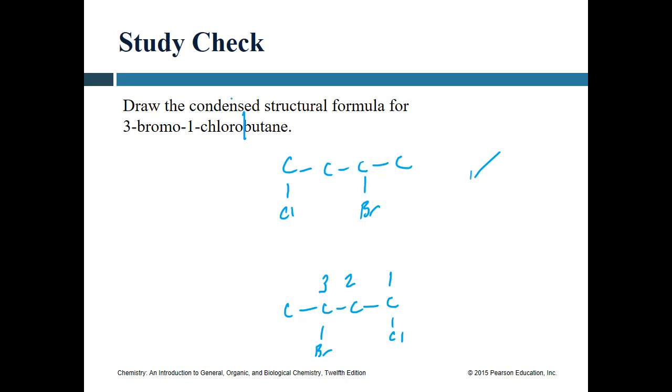Okay, so from a condensed structural formula standpoint, we would just need to fill in the remaining hydrogens. So this would be our structural formula like that. If we wanted to make it condensed, CH2Cl, CH2, CHBr, CH3.